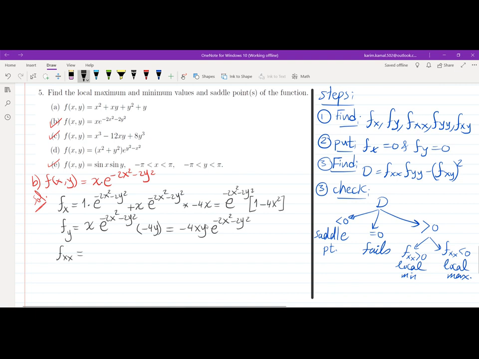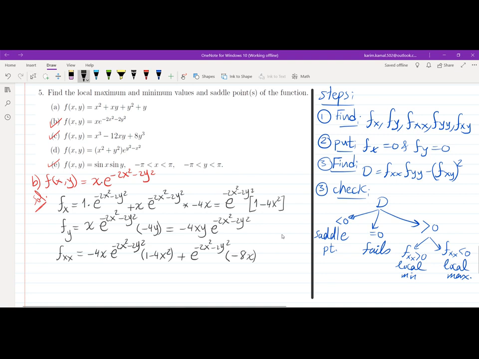Here, as we simplified it, we also have the product rule. So, the derivative of the first term will be negative 4x times e power negative 2x squared minus 2y squared, and the second term remains constant, plus the first term remains constant, e power negative 2x squared minus 2y squared, times the derivative of the second term, which is negative 8x.